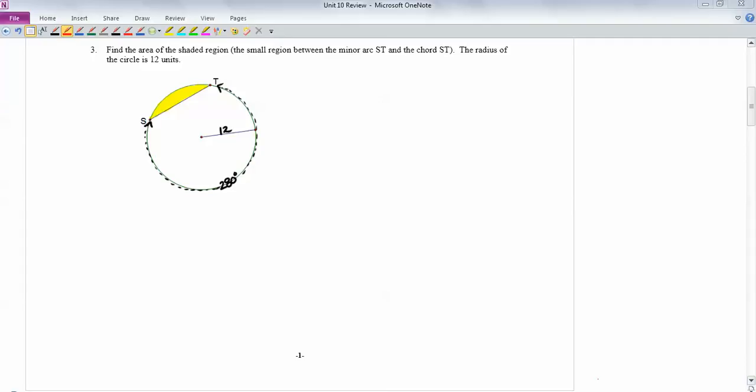So this is the Unit 10 review number 3. And in this one, we're trying to find this shaded region up here, this guy, right? Trying to figure out what that equals. So the strategy for this is that the shaded region is going to be the area of the whole sector here, that whole slice of the pie, right? Area of the sector. And then we're going to take away the area of just the triangle right there, minus area of the triangle.